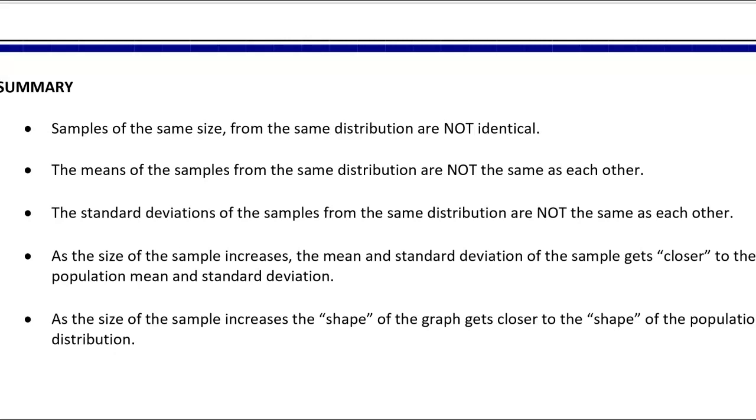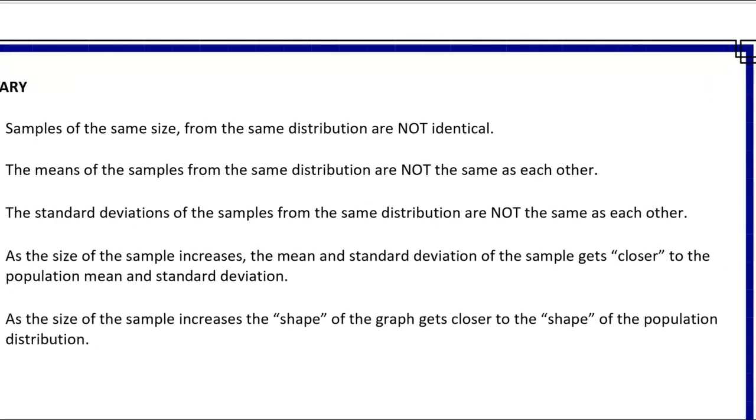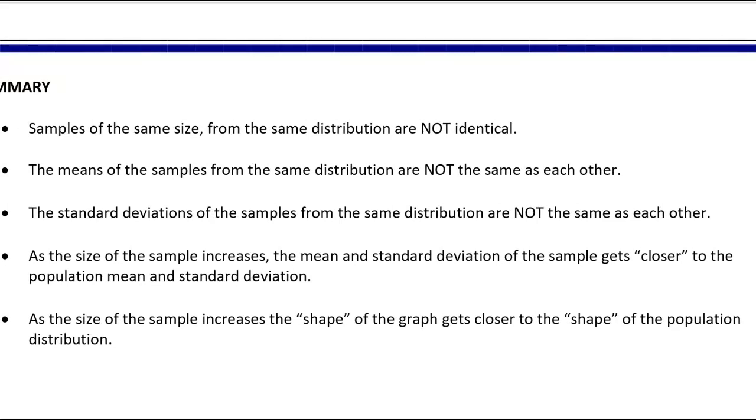Unless you're selecting the exact same values, you're going to have variation, and really that's the point. However, we would expect that as the sample size increases, the statistics, and we usually look at mean and standard deviation, do get closer to the expected population mean and standard deviation. And as we increase the sample size, the shape gets closer to the shape of the population distribution, whatever that might be.